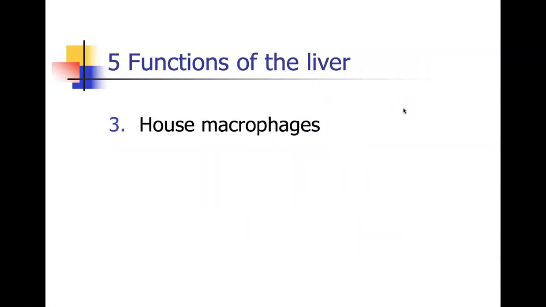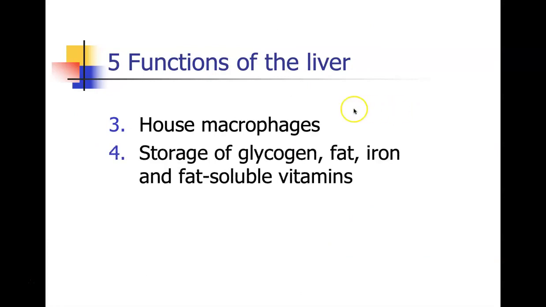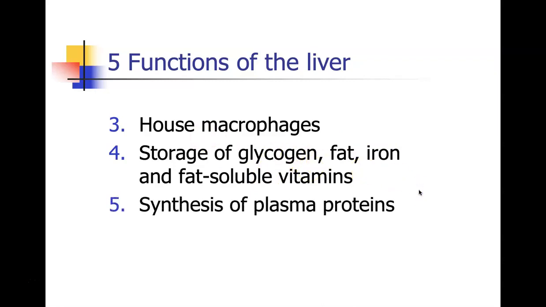The third function of the liver is to house macrophages. Fourth is the storage of glycogen, fat, iron, and fat-soluble vitamins. So we talk a lot about storage of glycogen, right? Producing glycogen from free glucose in the blood, but the liver also stores fat, iron, and fat-soluble vitamins. And finally, the liver makes plasma proteins. Okay.